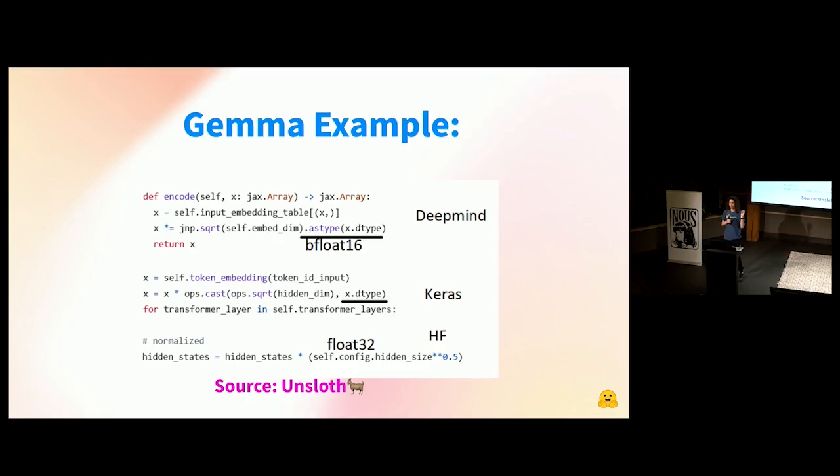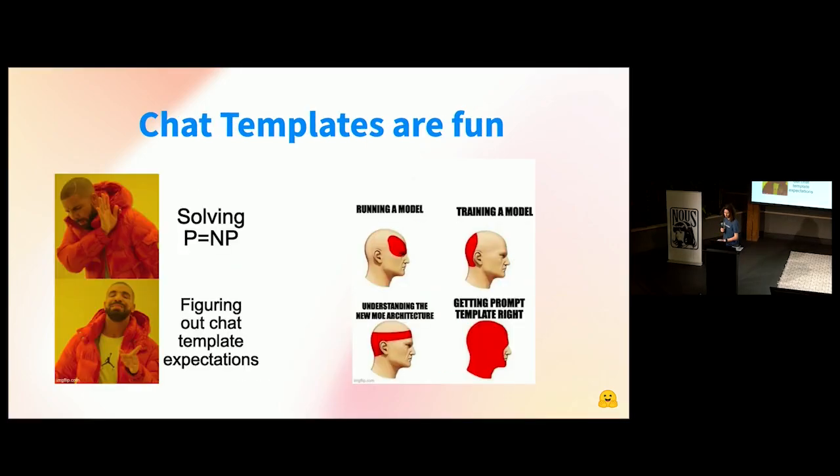He does very cool deep dives into model architectures, and he finds, for example, mismatches between the implementation of DeepMind in JAX, the implementation of Keras by Google, and the implementation of Hugging Face with PyTorch. And he looks very closely at things, and for example, even this difference of precision between two different implementations can lead to massive differences at the end.